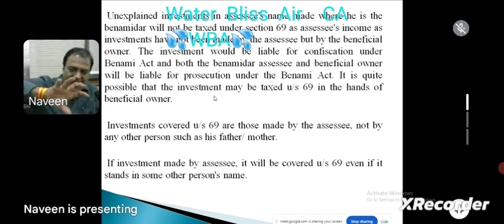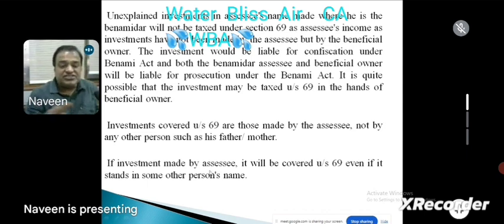Kamlesh has made investments from his source in his name, in his father's name, in his mother's name. Not declared, not recorded in books. That investment is taxed in the hands of Kamlesh. But if the father of Kamlesh, mother of Kamlesh, wife of Kamlesh, girlfriend of Kamlesh made an investment in the name of Kamlesh, it will not be taxed in Kamlesh's hands, it will be taxed in those persons' hands. Have you understood, sir? The difference. The only investments covered under 69 are those made by the associate, not by any other person such as father, mother, etc. If the investment is made by the associate, it will be covered under 69, even if it stands in some other person's name. What I told: Kamlesh made investment in girlfriend's name, mother's name, wife's name, father's name, etc.